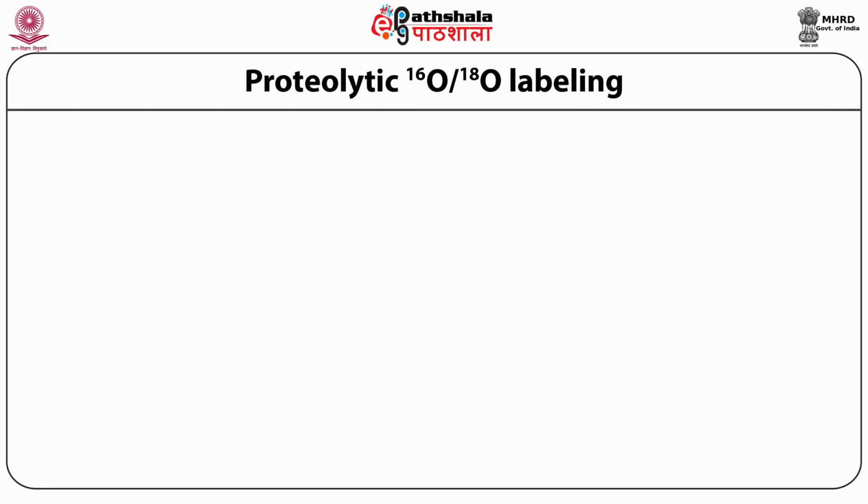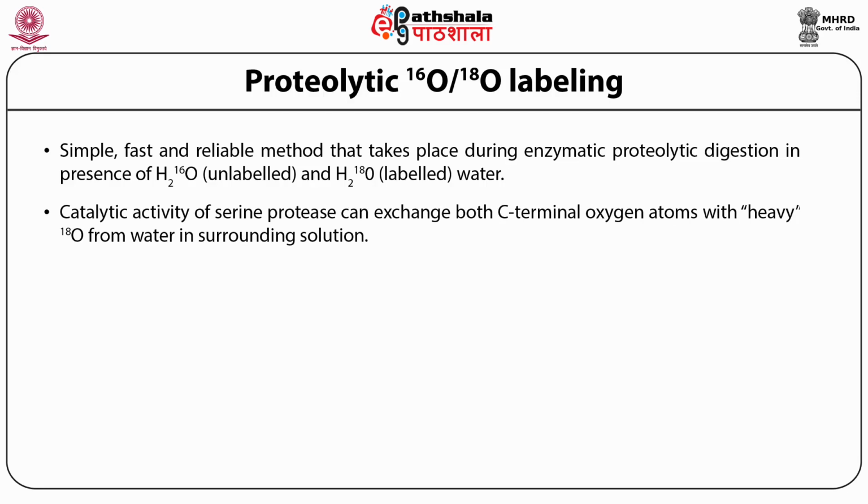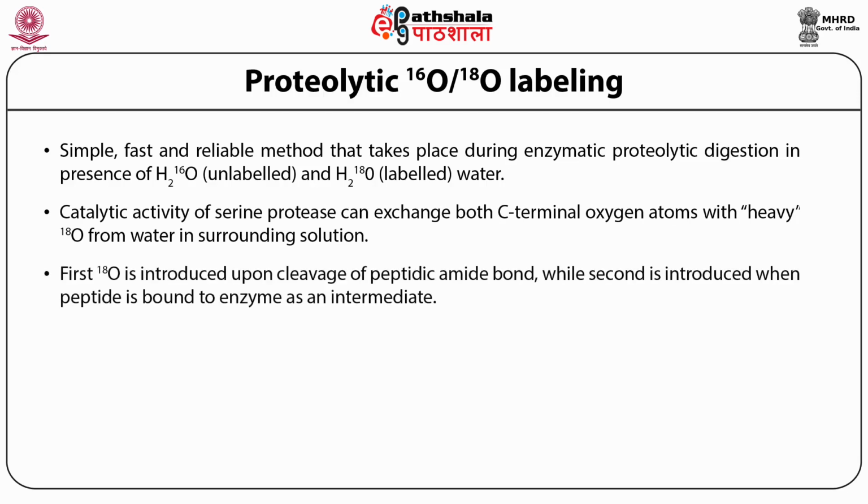Proteolytic oxygen 16/18 labeling. This particular method is a simple, fast, and reliable method that takes place during enzymatic proteolytic digestion in the presence of water with 16 oxygen isotope and the labeled water which has the isotope oxygen 18. Catalytic activity of serine protease can exchange both C-terminal oxygen atoms with the heavy oxygen from water in surrounding solutions. First, the oxygen 18 is introduced upon cleavage of peptide amide bond, while the second is introduced when peptide is bound to enzyme as an intermediate.